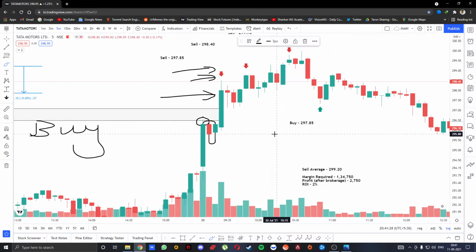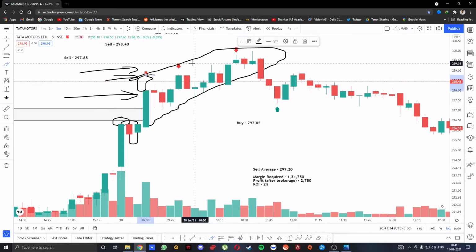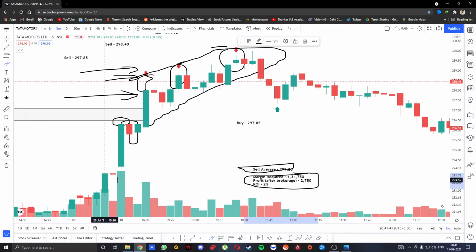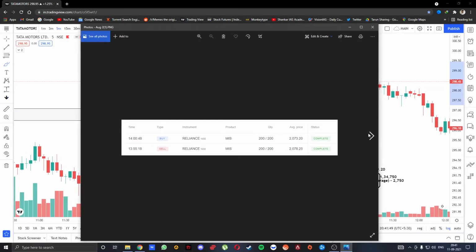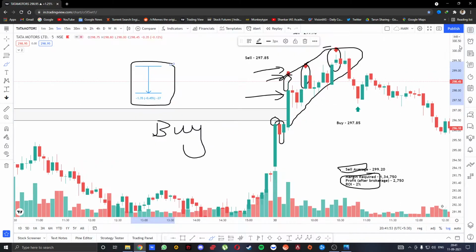So we get a breakout in the morning, and what I do is I start selling at these levels. I sold here, I sold here, I sold here. Sell average was this. Margin required, profit and ROI on profit was this much. The stock moved 0.45% for a trade. Next, let's cover this first. Again, Zomato trade.